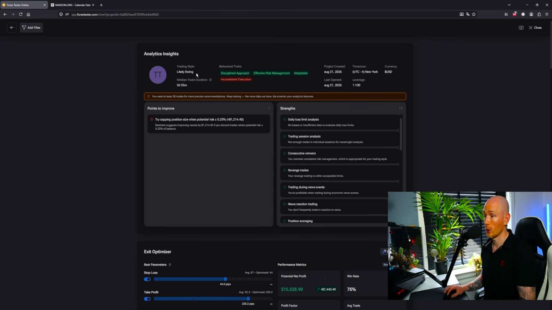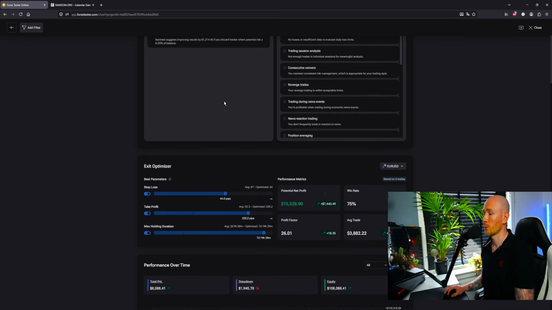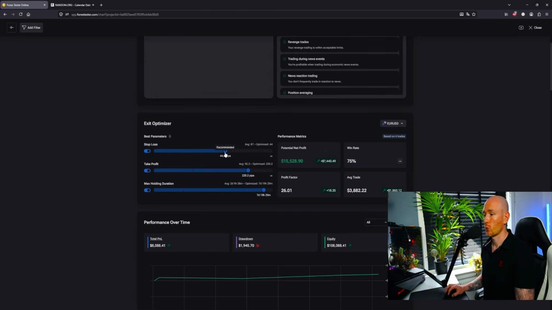Likely swing. Obviously, our median trade duration was 3 days, right? Disciplined approach, effective risk management, adaptable, inconsistent execution. All right, we'll give you that. Potential net profits. I can draw. This is such a good tool, right? The exit optimizer. I can draw and see where my optimal stop loss is. I can see where my optimal TP is as well. And the average trade duration goes the shorter I hold, the less profits I make. The longer I hold, the better.